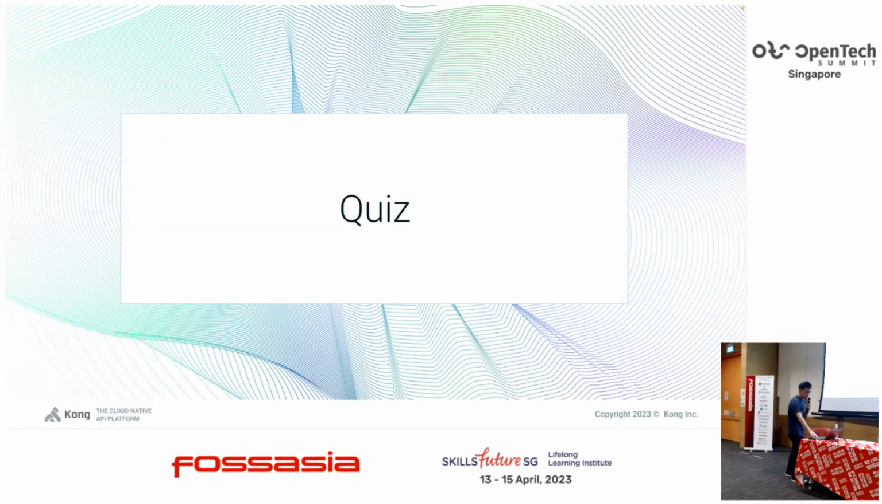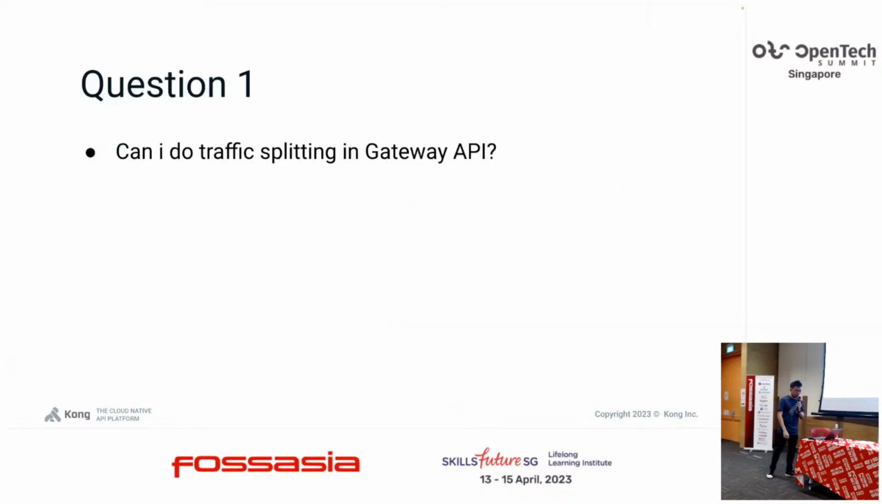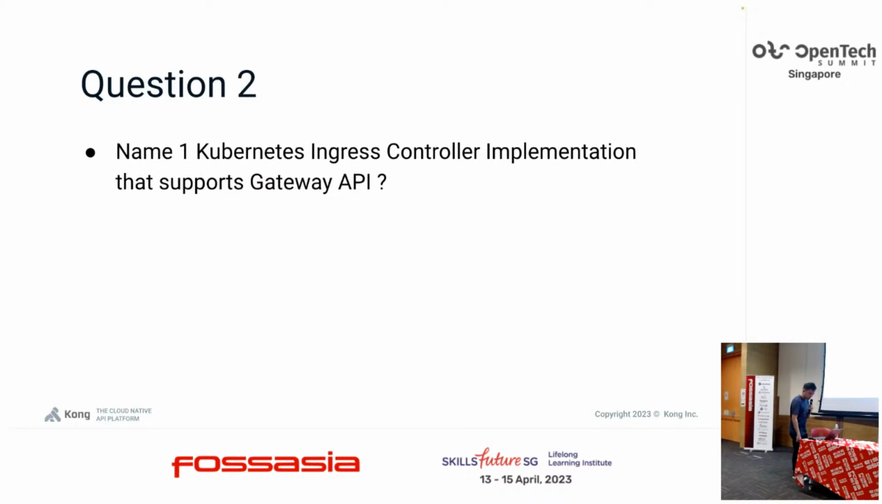Okay, quiz. Ready? First one: can I do traffic splitting in Gateway API? Yes, our friend from API 6 knows it. Give him a chance, you cannot answer the next question already, give a chance to other people. I think your implementation can also do it, though I think you're still in beta. I didn't really see.